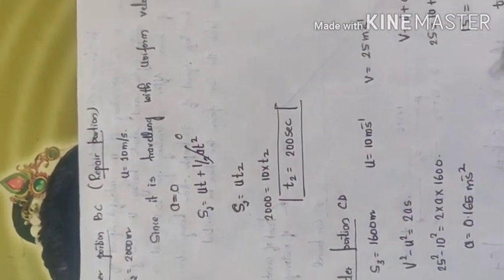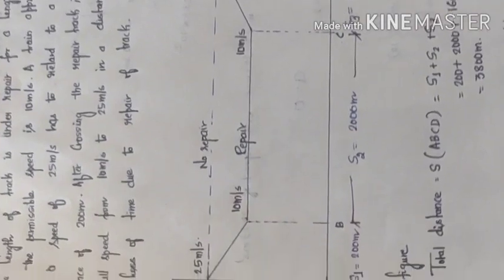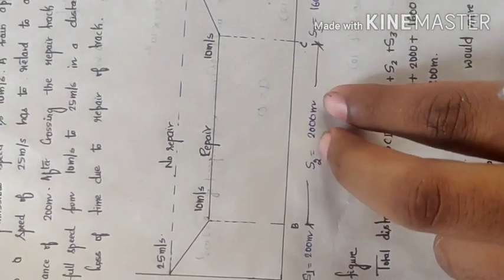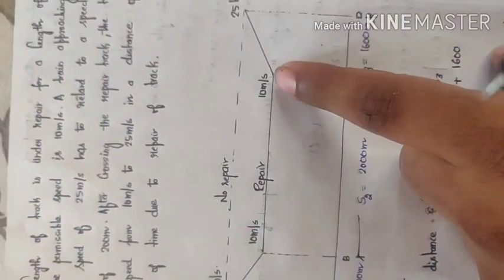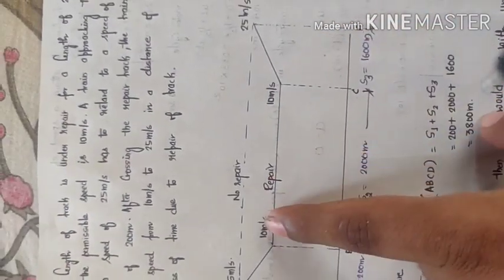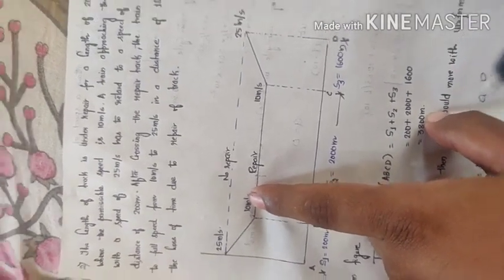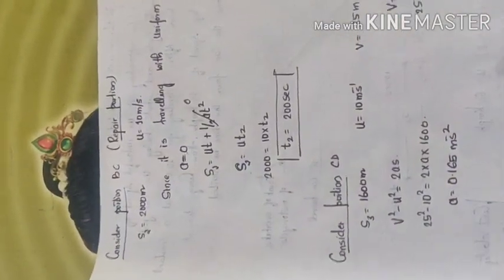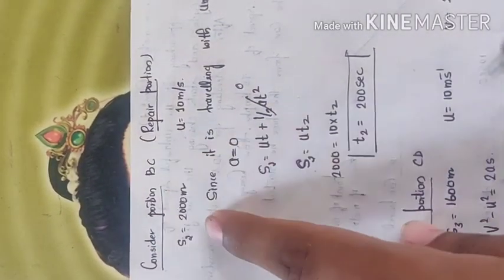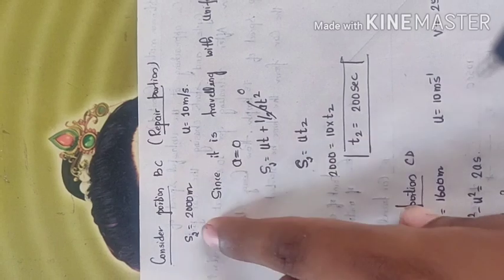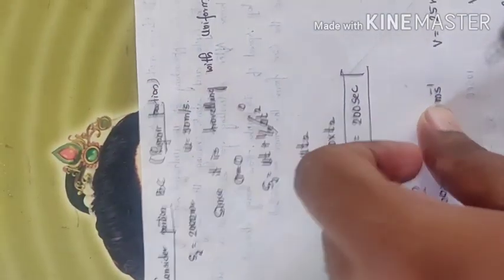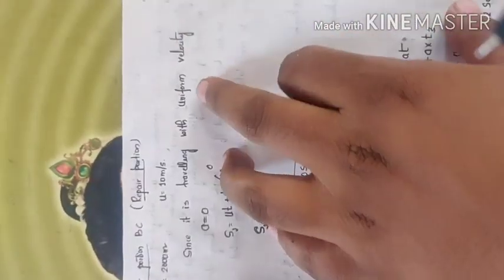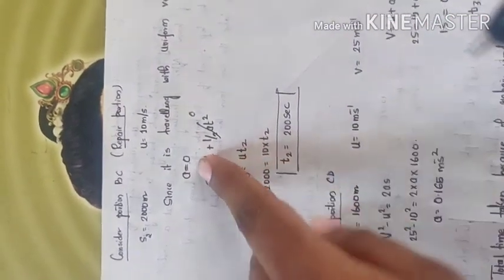Similarly, moving on to the second part, which is the repair portion from B to C. This 2000 meters is under repair. You can see here the initial velocity of the train at this point is 10, and the final velocity will also be 10. So it is traveling with a uniform velocity of 10 meters per second. The information with respect to portion BC: distance is 2000 meters, which I'll denote as S2, initial velocity is 10 meters per second, final velocity is also 10 meters per second. Since it is traveling with uniform velocity, acceleration is equal to 0.